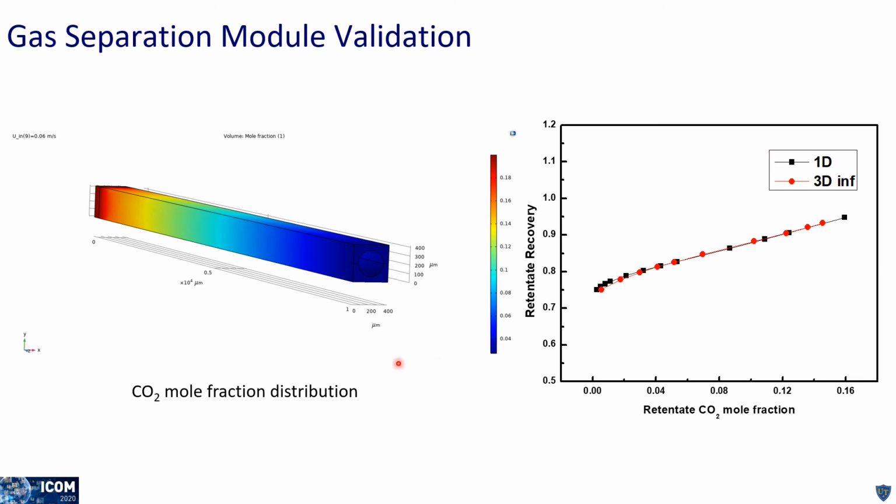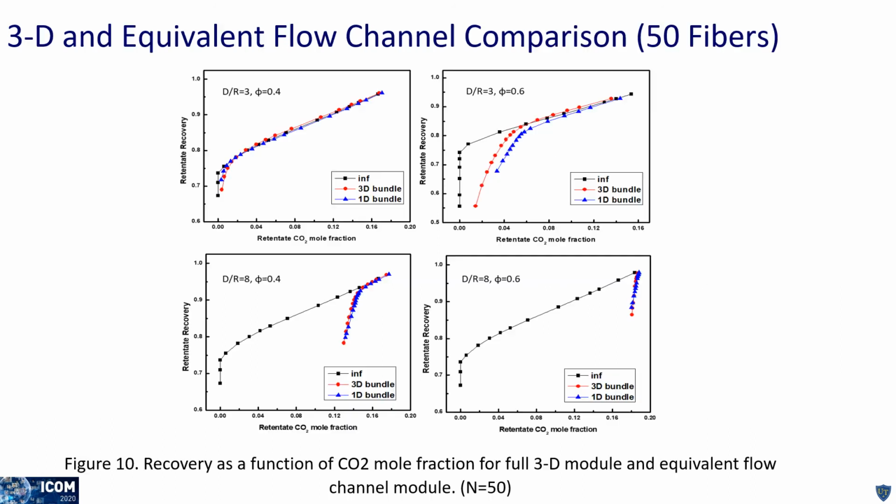Before doing the comparison, we wanted to establish that this does give us the correct results for a single fiber in an infinite bundle, a well-packed, in this case, square bundle. And what we see, when we compare the retentate recovery, the flow rate of the flue gas from which we've removed the CO2, the flow rate of that gas that we're going to exhaust as a function of the concentration of CO2 in that stream, is that we get very good agreement between the 1D, a one-dimensional simulation using a spreadsheet, versus the 3D simulations performed using COMSOL Multiphysics.